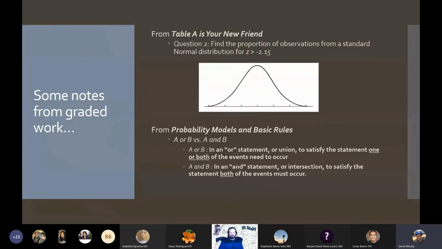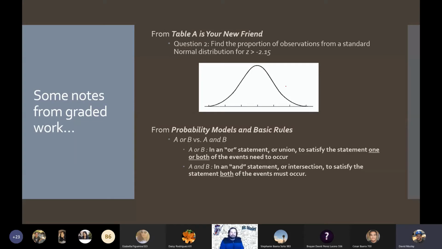First, before we get into our new content, a couple of things that I noticed while I was grading stuff last week. These are the things that just stood out the most. First, from Table A is your new friend, Question 2. Of the people who submitted this discussion board, about 90% of you got question 2 wrong. And it's not because you did the math incorrectly, it's because you missed the last step of the problem.